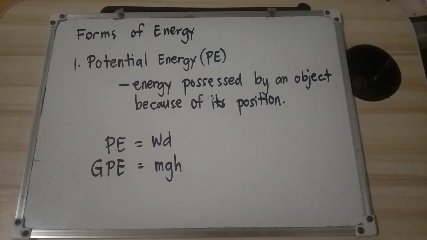Also, we have gravitational potential energy, or GPE. Energy possessed by an object because of its position relative to Earth. GPE is equal to mass times gravity times height.